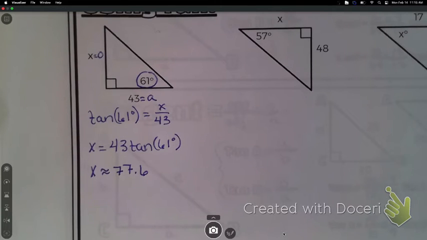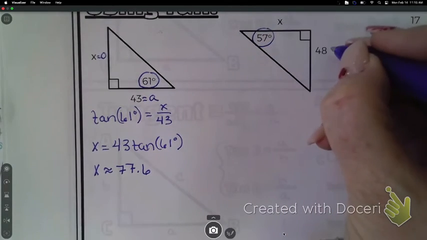Okay. Did everyone get that? Got 43 tangent and 61, right? Okay. Shaylee, has your calculator been nice? You figured out how to put it in? Okay. So can we move to the next one? Or have you already moved to the next one?